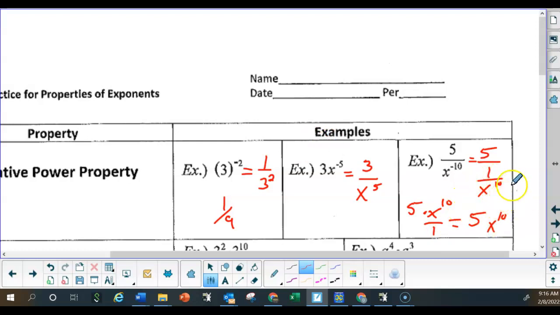Don't have to go through all those steps. If you know that it's negative, it moves up top, becomes positive. I'm fine with that. This is just the explanation of why that works.